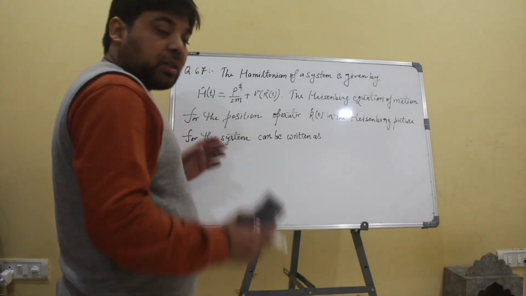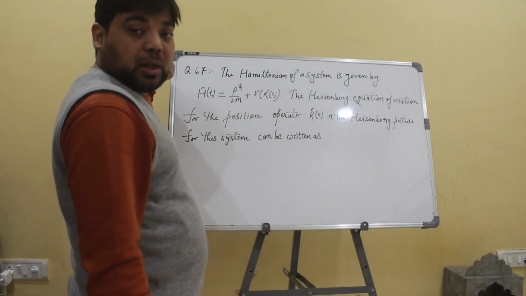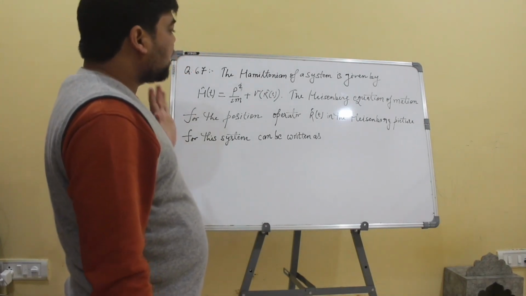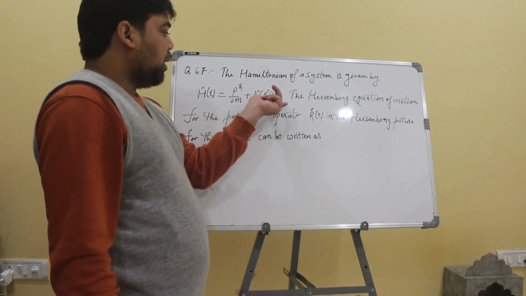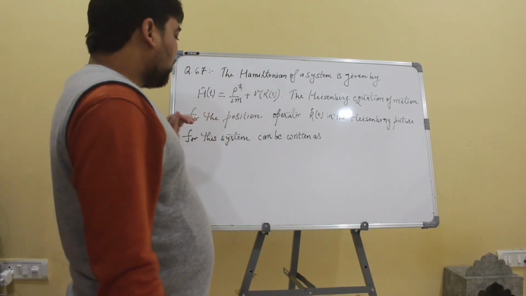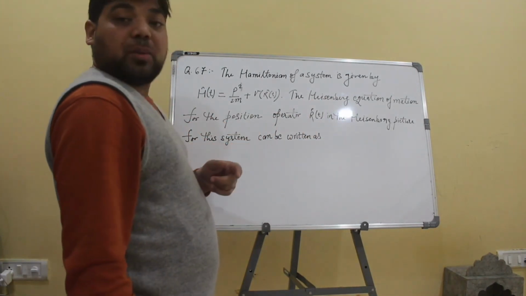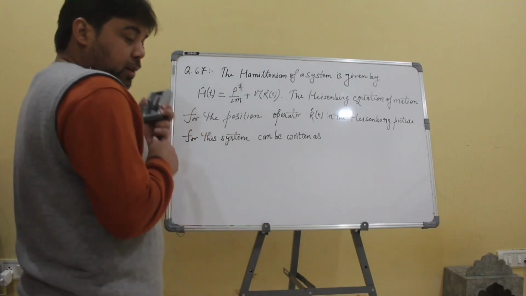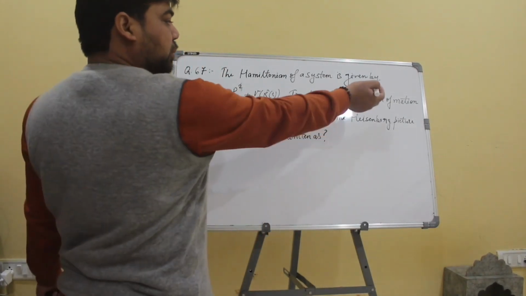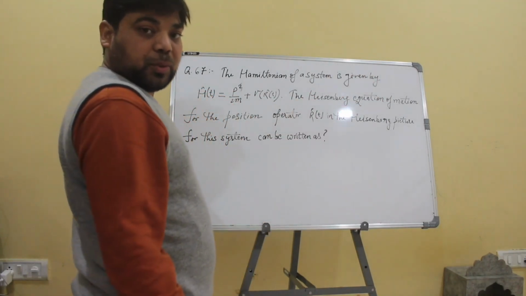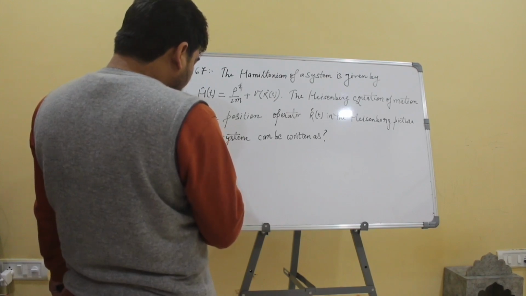Now let us take this problem number 67, which is very significant, and it is based on the Heisenberg picture. It says that the Hamiltonian of a system is given by H equals p square by 2m plus V of r. The Heisenberg equation of motion for the position operator r in the Heisenberg picture for this system can be written as what? Right? So this is the question. We need to find the equation of motion for the position operator in the Heisenberg picture. Right? So let us try to understand how we can address this problem.